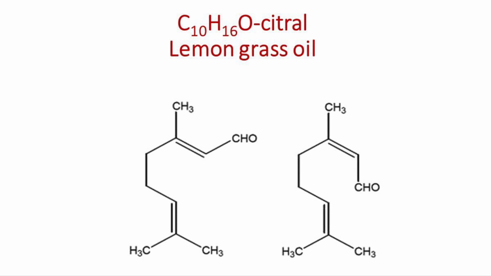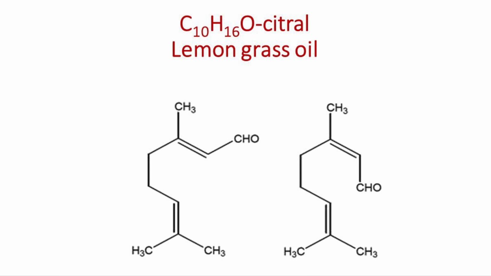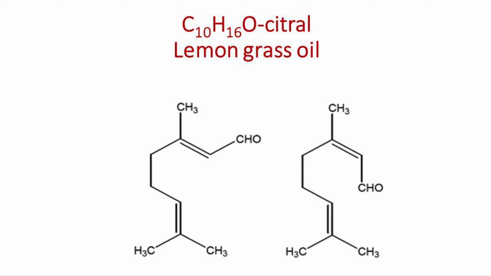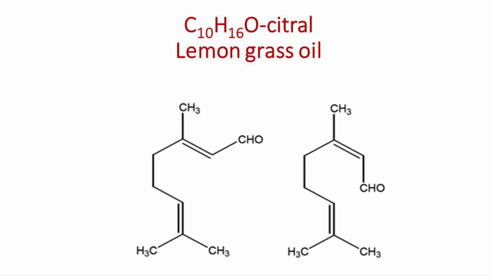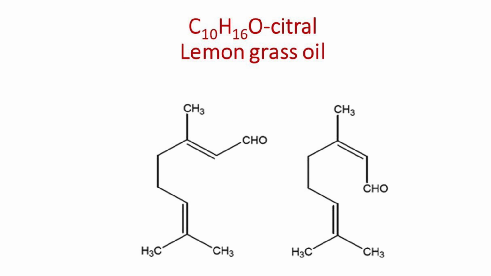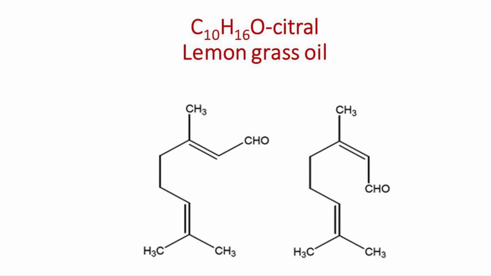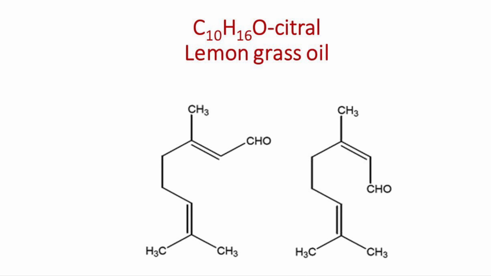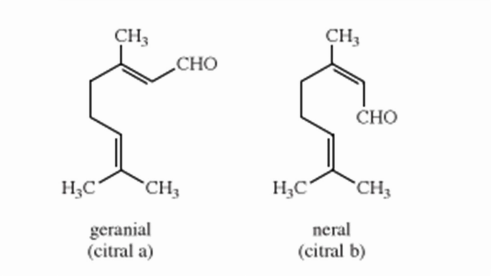It is then treated with saturated sodium bisulfite solution to get its crystalline bisulfite addition product, which is then decomposed by sodium carbonate solution to get back citral in pure form. Citral exhibits geometrical isomerism and exists in two forms, citral A and citral B. Citral A is the trans form and is called geranial. Citral B is the cis form and is called neral.